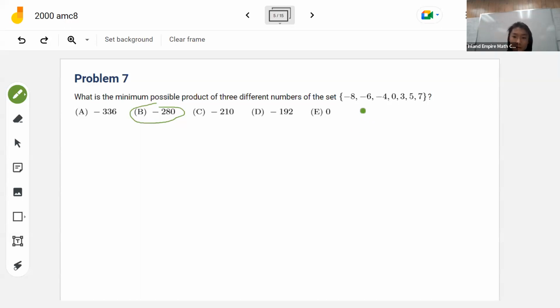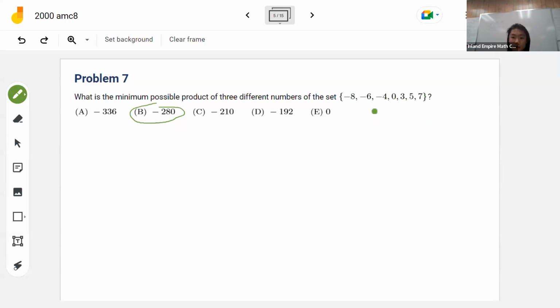We want to make sure that we can get either one negative and two positives, or all three negatives. Again, a negative times a negative will give you a positive, and a positive times a negative remains a negative. Looking at that, we're not going to be multiplying -8 and -6 together. Why is that? If we multiply these together, we'll get a positive number, and we have to multiply by -4 to get it back down to negative. But over here, we have some other numbers, and again, a positive times a negative will result in a negative.